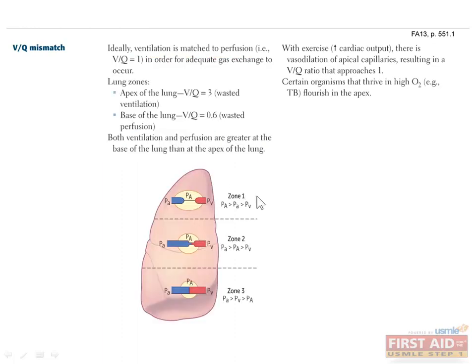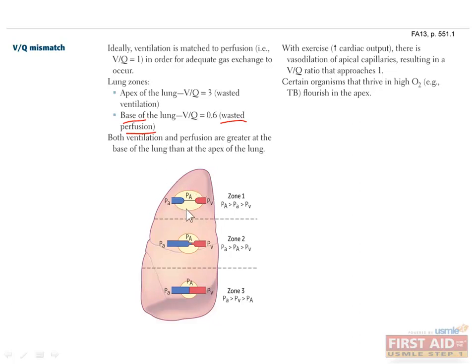However, in the lung of a standing person, there's variation in the VQ ratio thanks to gravity. Basically, ventilation is much greater than perfusion at the apex of the lung, where you can see wasted ventilation. The wasted ventilation is the reason oxygen-loving bugs like tuberculosis tend to end up in the apex. Perfusion, on the other hand, is greater than ventilation at the base of the lung, so you get wasted perfusion.